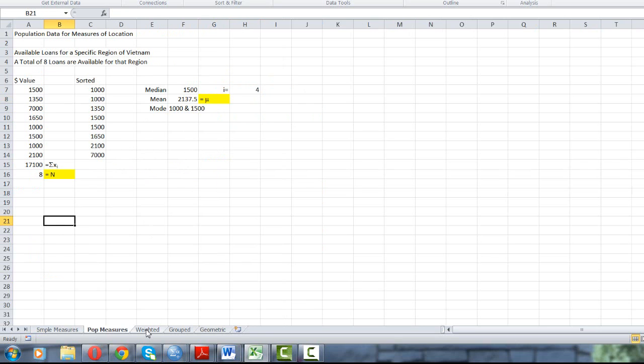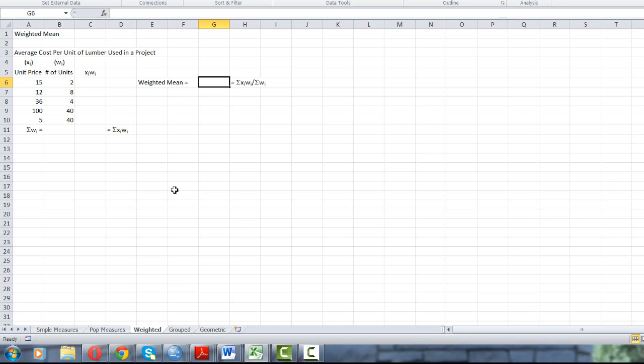Let's move now to weighted mean. These videos assume that you have looked at the notes involving the topic that we're dealing with, so you really should do that first before you watch videos. What we do here is we have the unit price of, say, a certain type of lumber, and we have the number of units that are needed. And so here we needed 2 of this type of lumber, 8, 4, 40.